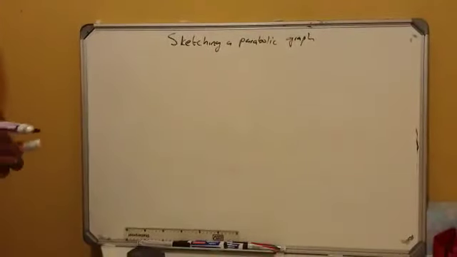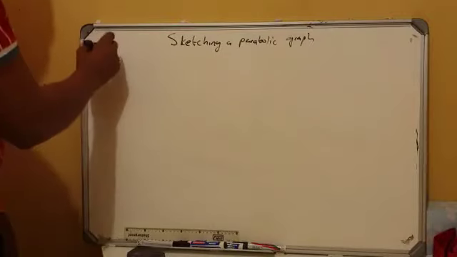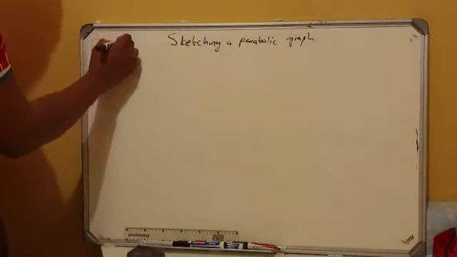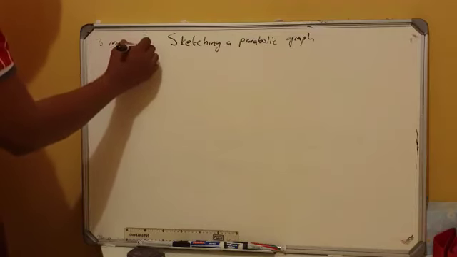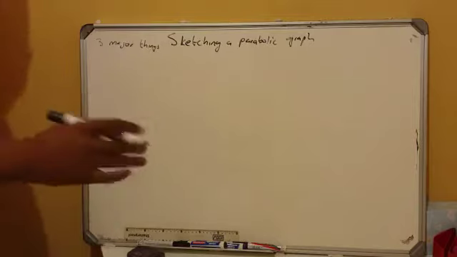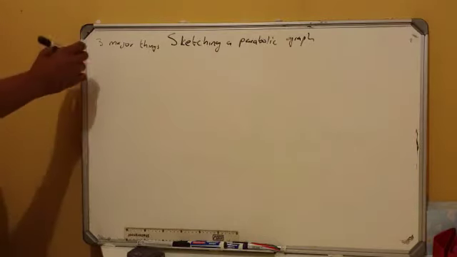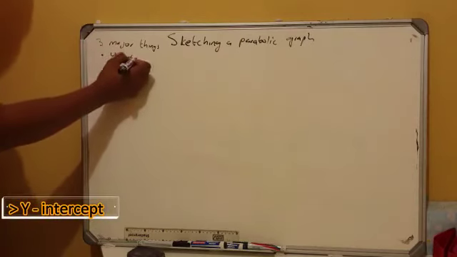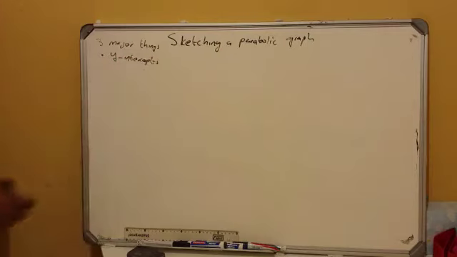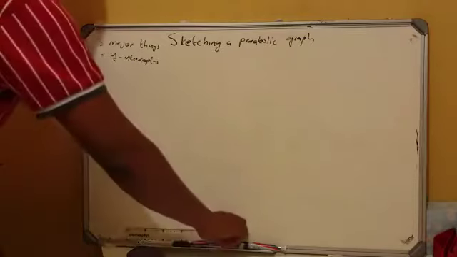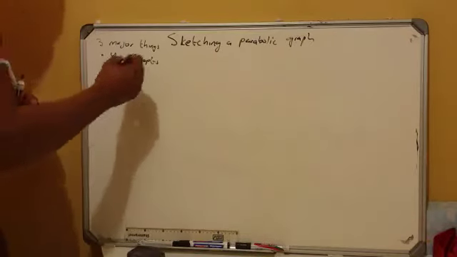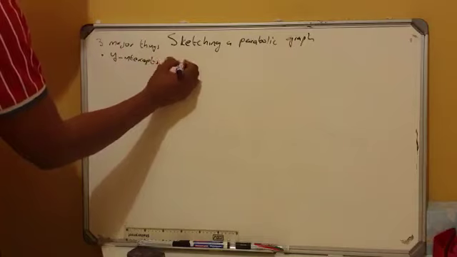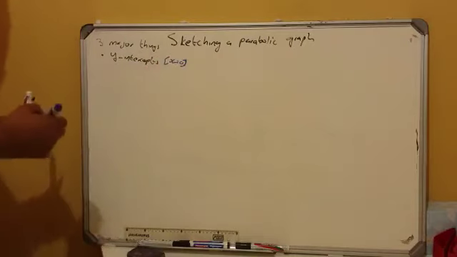Sketching a parabolic graph, there are three major things you need. In order to sketch a parabolic graph, the first thing you need is your y-intercept. When you calculate a y-intercept, you need to make x 0. Your x must be 0.